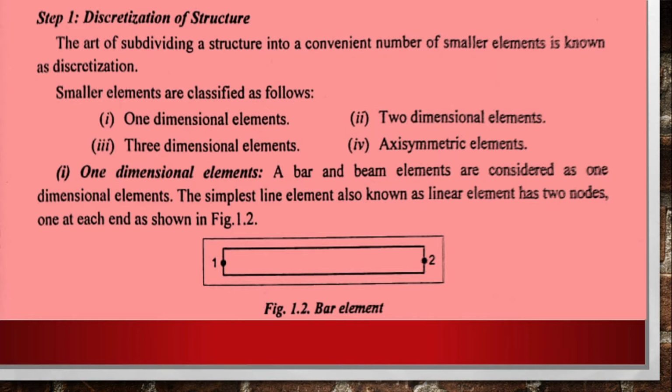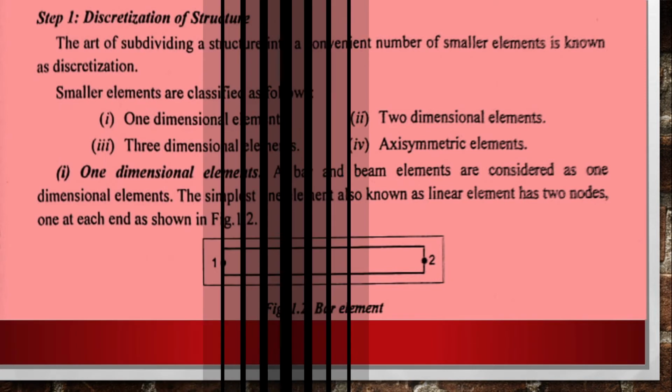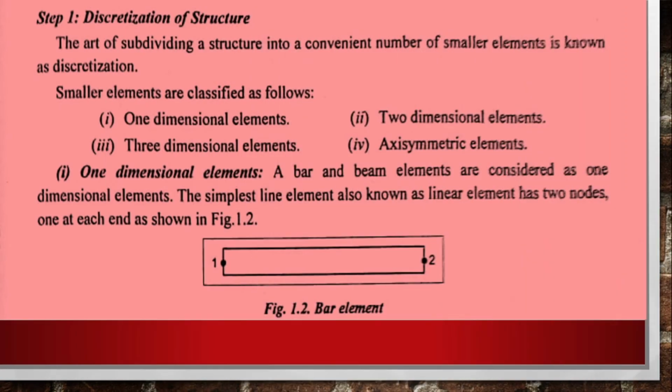In one-dimensional elements, bar elements and beam elements are considered as one-dimensional elements. The simplest line element is also known as a linear element, and it has two nodes, one at each end. As shown in the figure, one node is on the left side and the other node is on the right side of the bar element.